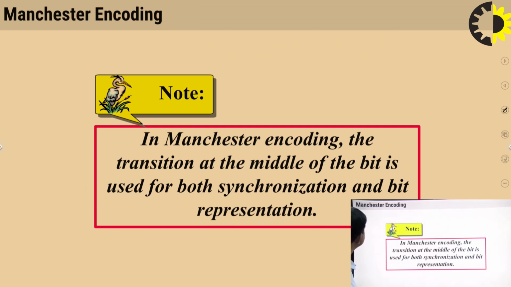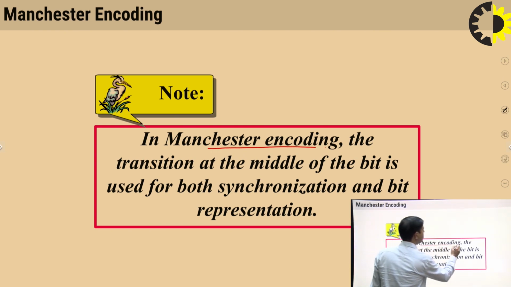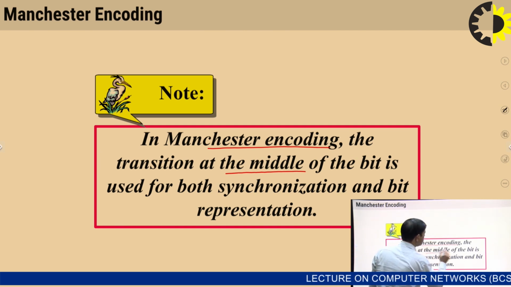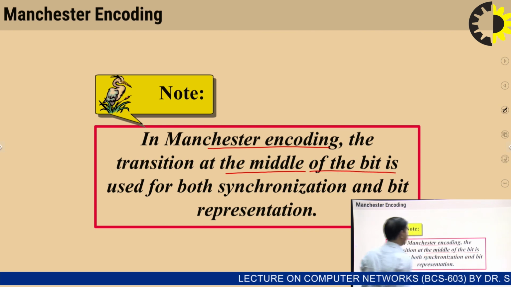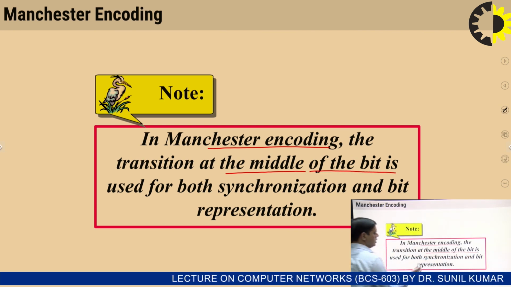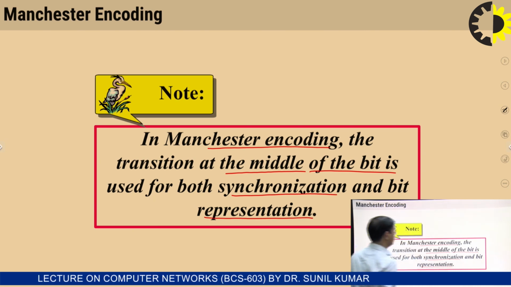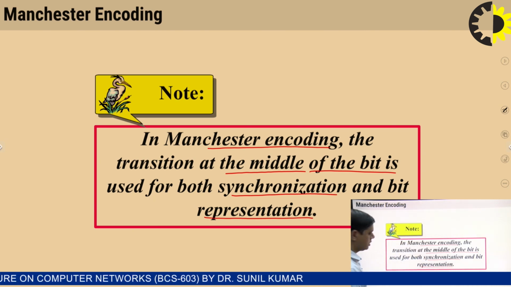Now the next scheme is called Manchester encoding. In Manchester encoding, there is a transition at the middle. In the previous schemes we put the transition at the vertical lines, but here we will put it at the middle of the bit. That is used for synchronization and for bit representation. Let us take the example.